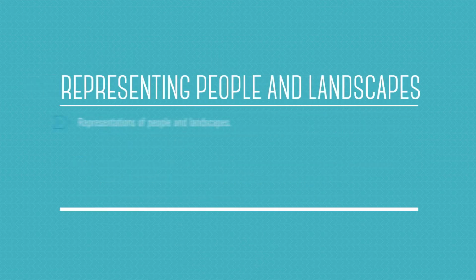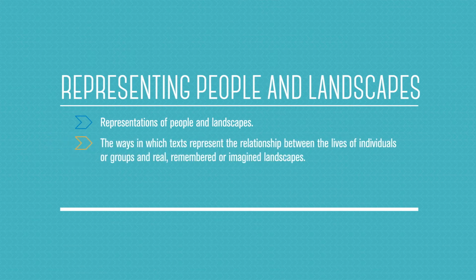The second elective is called Representing People and Landscapes. So very, very different, but it's still about relationships: one with politics, one with landscape. This is the ways in which texts represent the relationship between the lives of individuals or groups and real, remembered or imagined landscapes. For example, it could be travelling to a place like Barcelona. It could be how you engage with the Australian outback, or it could be surfing at the beach and how you felt about it, if you're Tim Winton in Breath.